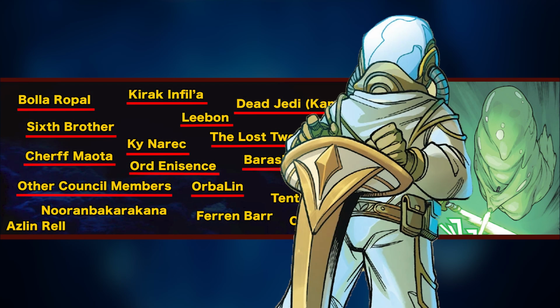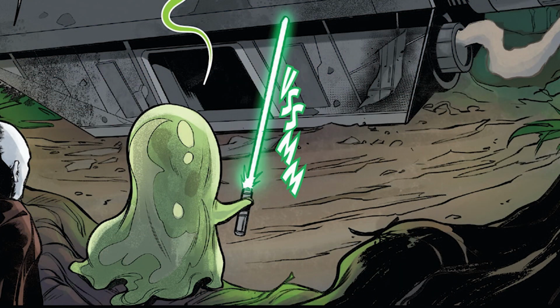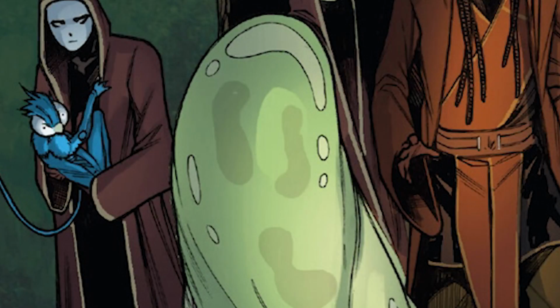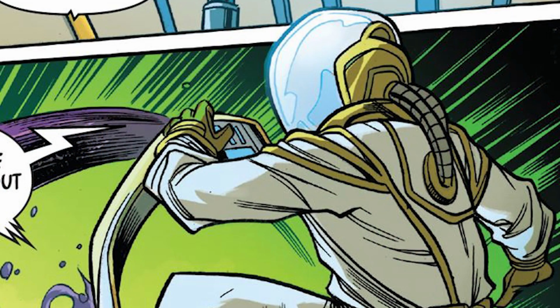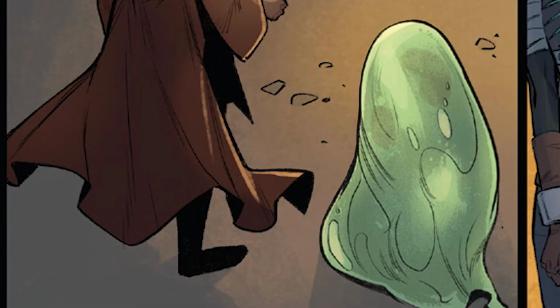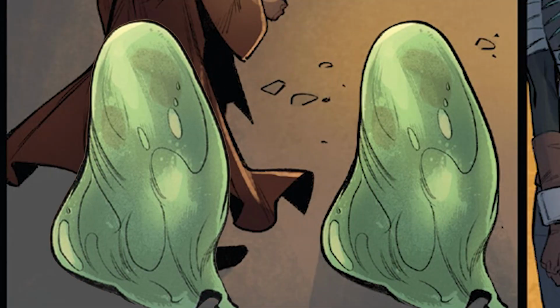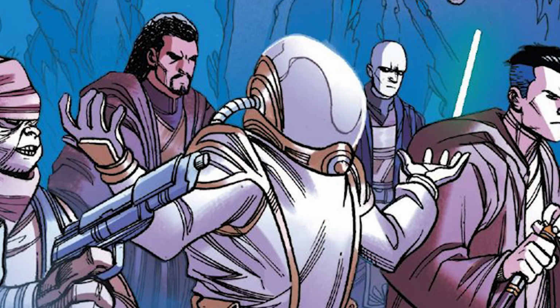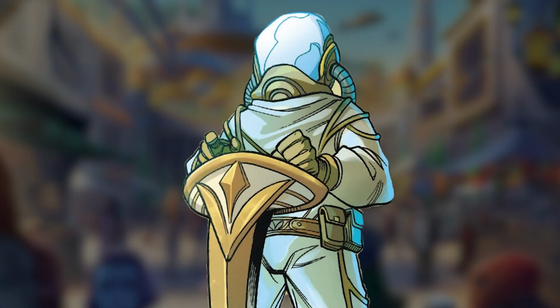Okay, so now on to Oberlin. Oberlin was an Ugor, which is a blob-like species. He was a High Republic Jedi Master and Archivist, and was the first of his species to join the Order. He often wore a suit that made him appear humanoid. The crazy thing about him, though, is that he could actually duplicate himself to appear at multiple places at once. He did this once to appear at the assault on Mulita and at the Velo Republic Fair.